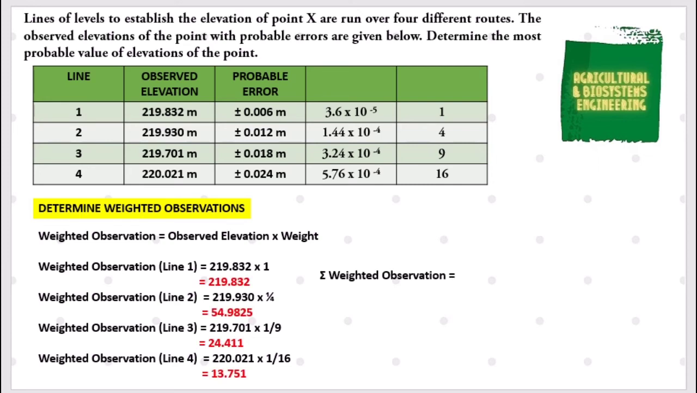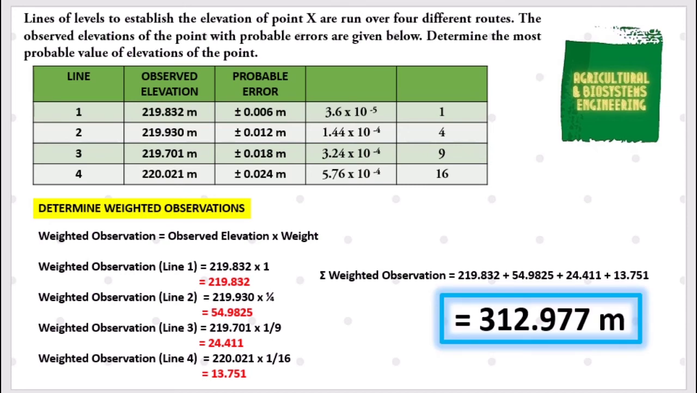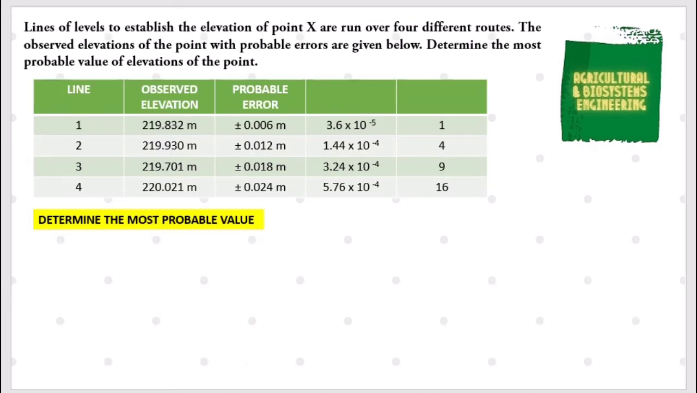After getting all the values for our weighted observation for our 4 lines, we get the summation of all. And we have 219.832, added to 54.9825, added to 24.411, added to 13.751. We simply solve and the total of our weighted observation is equal to 312.977 meters.